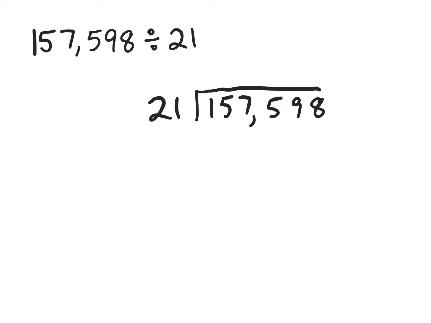And of course, you don't think, how many times will 21 go into 157,598? You don't do that. What you do is, how many times will 21 go into 157? And even easier, you could just look at that first digit 2 and think, how many times will 2 go into 15 without going over? That'd be a 7. So we're going to put a 7 right above over here. And 21 times 7, you could think of it like distributive property, where you say 7 times 1 is 7, and 7 times 2 is 14.